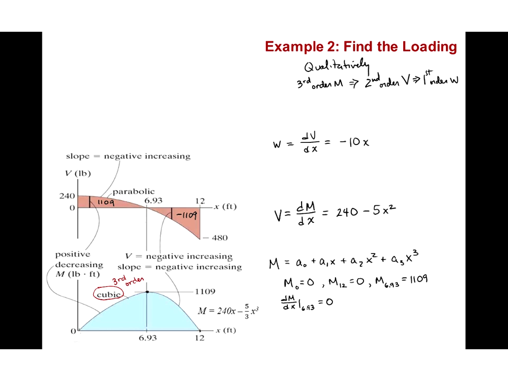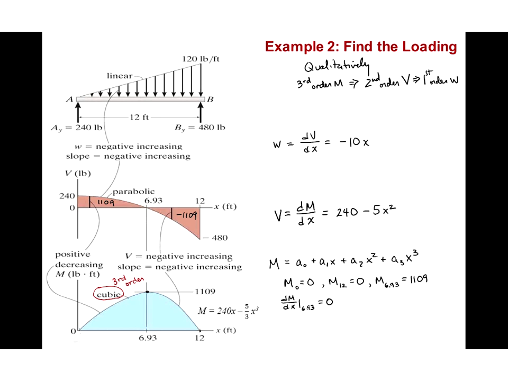Or in other words, it starts out with a value of 0 at x equals 0. And then as x goes to 12, it becomes minus 120, or in other words, a downward force of 120 pounds in this case. So it just looks like a triangular loading distribution, as shown here, that goes from 0 to minus 120.